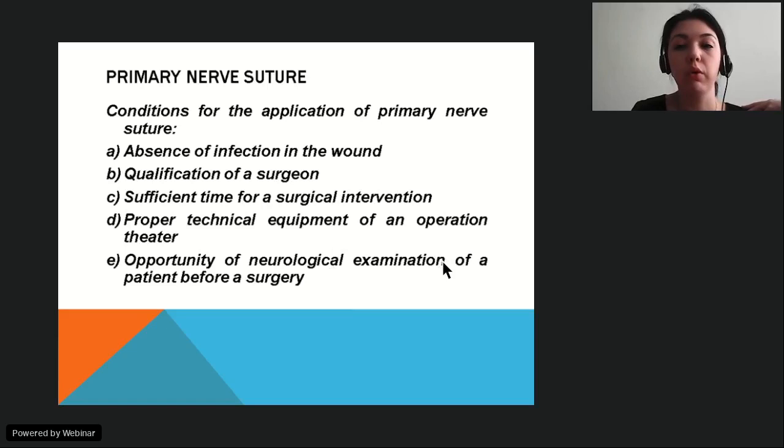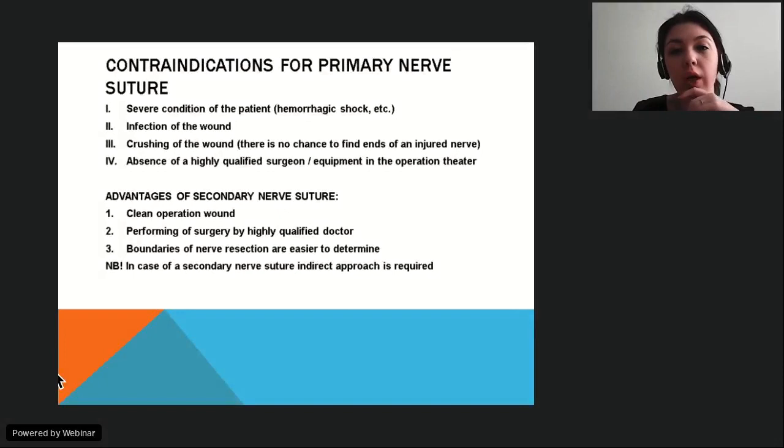So first we have to estimate the neurological status of a patient, whether he has any symptoms of nerve deficiency or not. What are the contraindications for primary nerve suture? Actually, contraindications originate from indications. So severe condition of the patient, like hemorrhagic shock, is a contraindication, infection of the wound, crushing of the wound when there is no chance to find ends of an injured nerve in the wound, absence of a highly qualified surgeon or equipment in the operation theater.